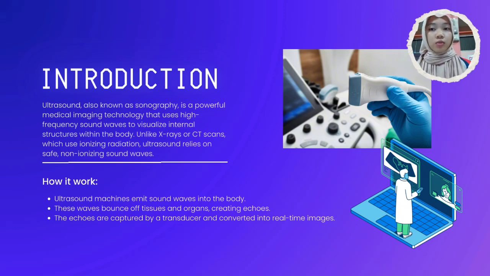When these echoes hit the transducer, they generate electrical signals that are sent to the ultrasound scanner. Using the speed of sound and the time of each echo's return, the scanner calculates the distance from the transducer to the tissue boundary. This distance is then used to generate a two-dimensional image of tissue and organs.